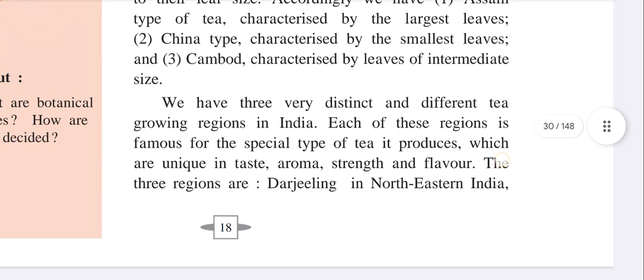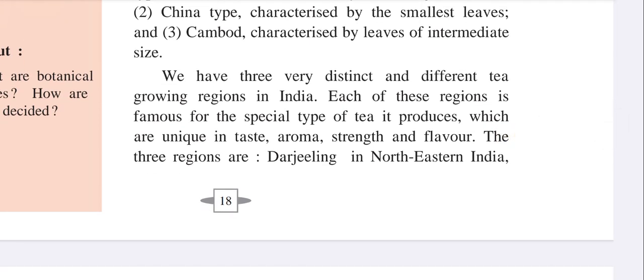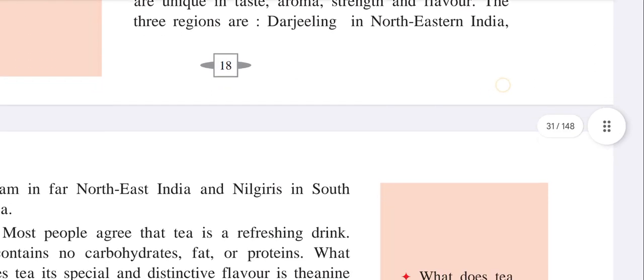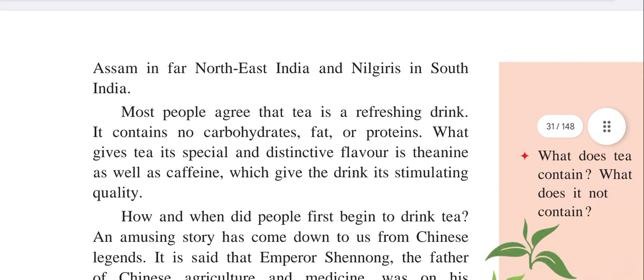We have three very distinct and different tea growing regions in India. Each of these regions is famous for the special type of tea it produces, which are unique in taste, aroma, strength, and flavor. The three regions are Darjeeling in northeastern India, Assam in far northeast India, and Nilgiris in South India.